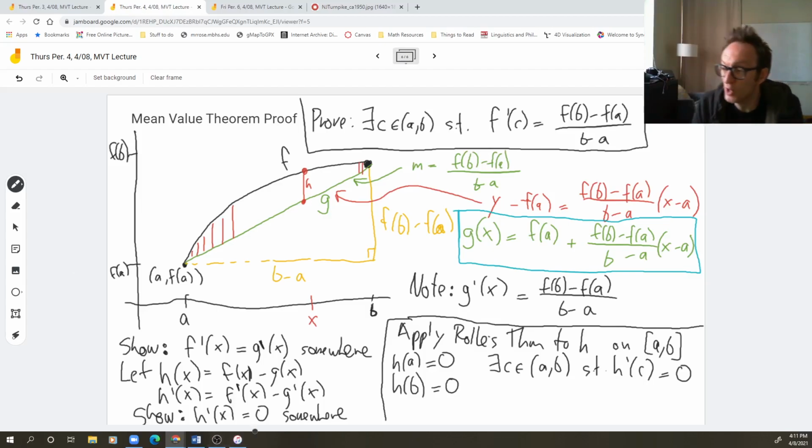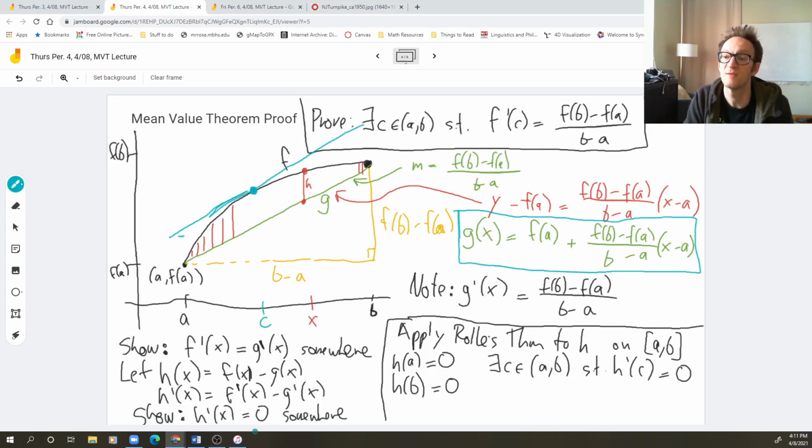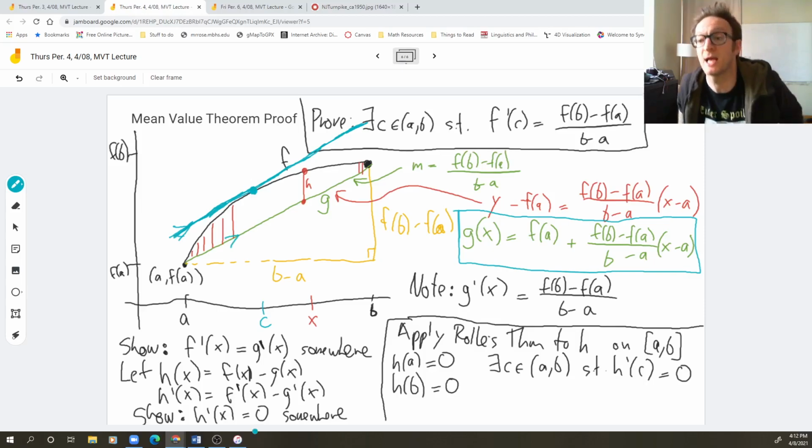And now that I've shown that h prime of C is 0, what have I just found? I've just found, I wish I had more colors, that there really is this point, looks like maybe about here or so, this point C. And what is the significance of this point C? The geometric interpretation of the mean value theorem is that the tangent line at the point C is parallel to the secant line. So that's kind of one way of thinking about it.